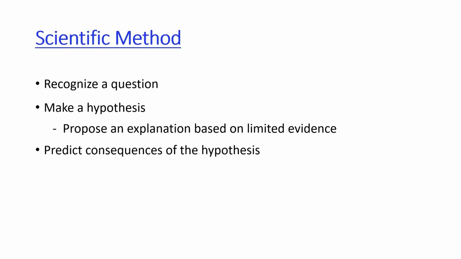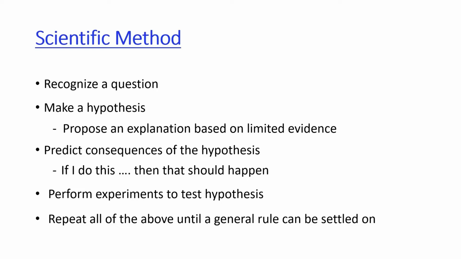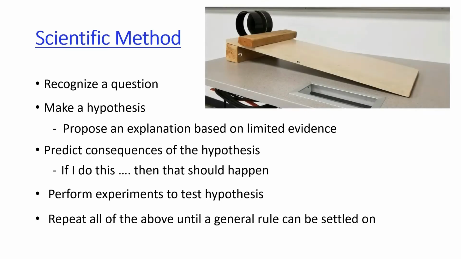Next, you'll predict consequences of your hypothesis. And what that means is you would ask yourself statements like this. If I do this, then that should happen. Once you've worked out those statements, you perform experiments to test the hypothesis. And then when you're done with that, you repeat until you arrive at a general rule that can be agreed upon. So that's probably familiar to you from your previous experiences in science classes. As an example, we actually did follow this process when we were going through our physics race earlier in the video.